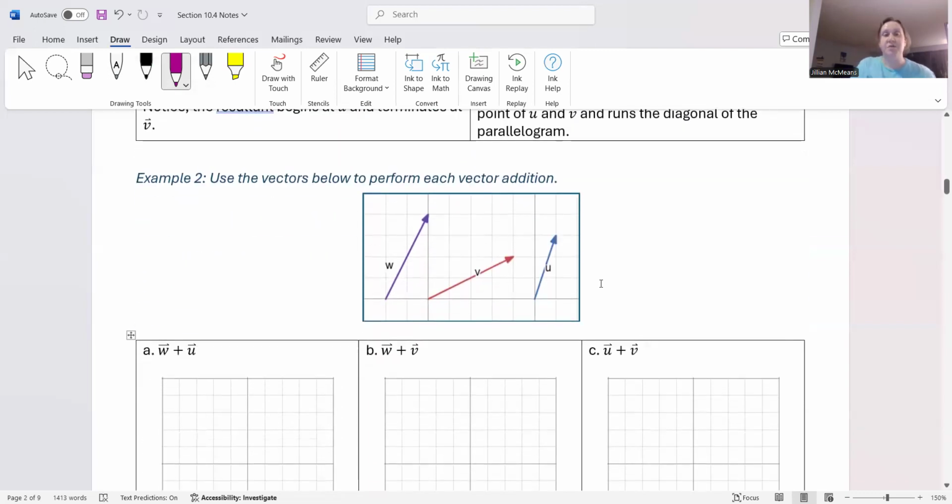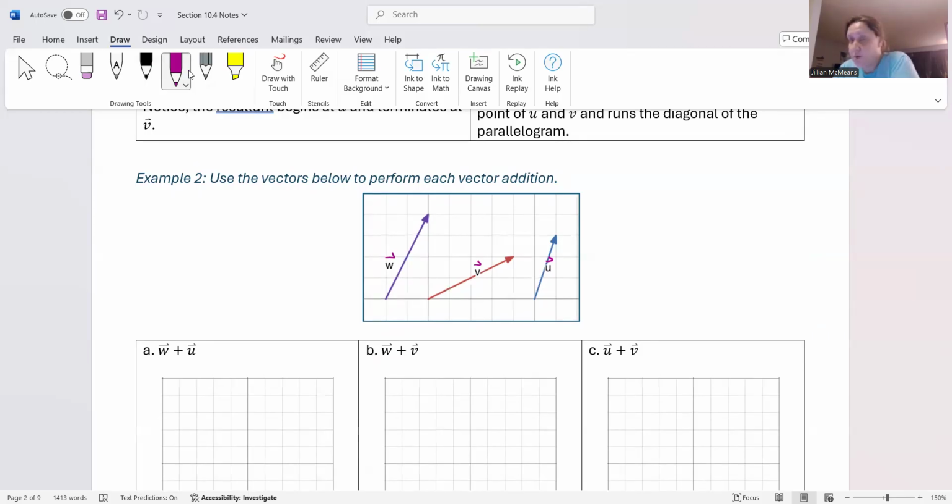Okay, so let's look down here. It says use the vectors below to perform each vector addition. Okay, so it's kind of hard to tell, but we have w, and I didn't put the little hats on them. I legitimately could not figure out how to do this in Desmos. So draw your hats on now. We have w hat, v hat, and u hat. So we have these three vectors. W is purple, red is v, and then blue is u, okay?